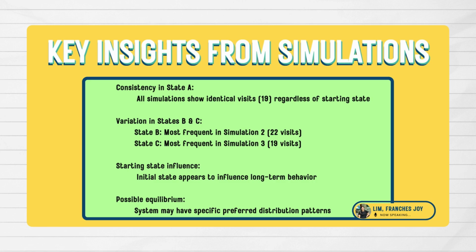This suggests a form of memory in the system, where the initial condition continues to impact the system even after many transitions. These patterns could indicate properties of the underlying Markov chain that governs our system's behavior.